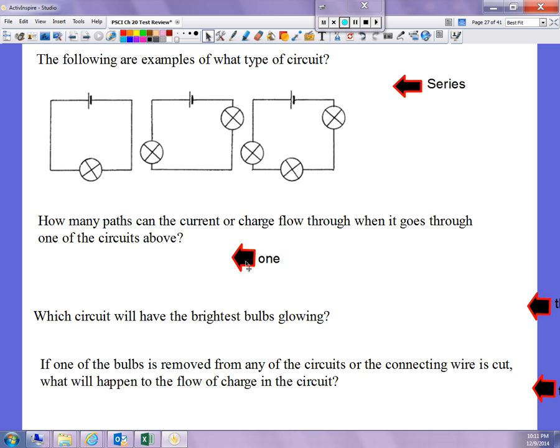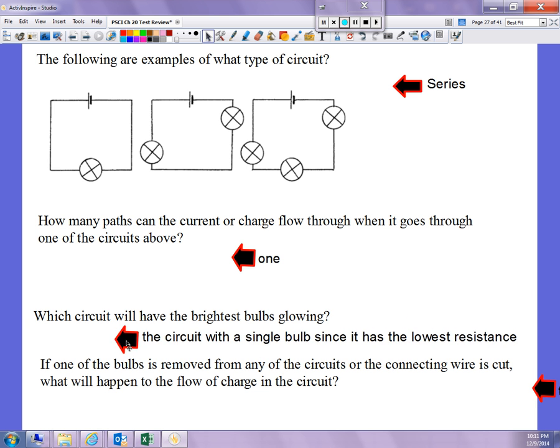And we should have said one path, and that should be clear from the example I just walked through with you guys. Which circuit will have the brightest glowing bulbs? The one with 1 light bulb, 2 light bulbs, or 3 light bulbs? Which one will glow the brightest? I'll pause for student response. And you should have said the circuit with the single bulb. The single bulb has the lowest resistance.